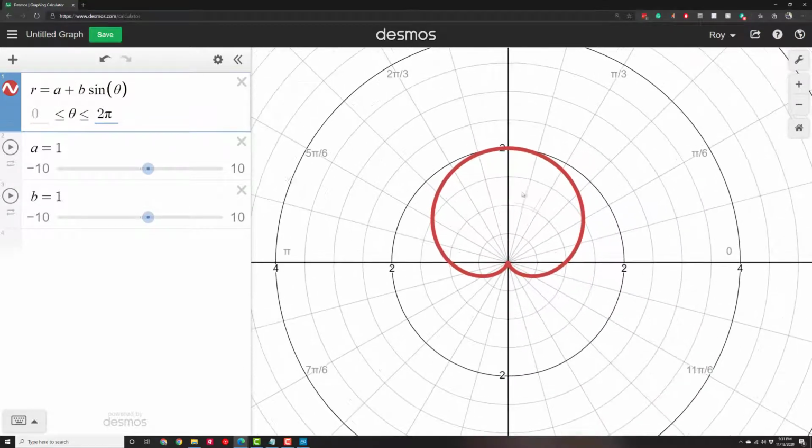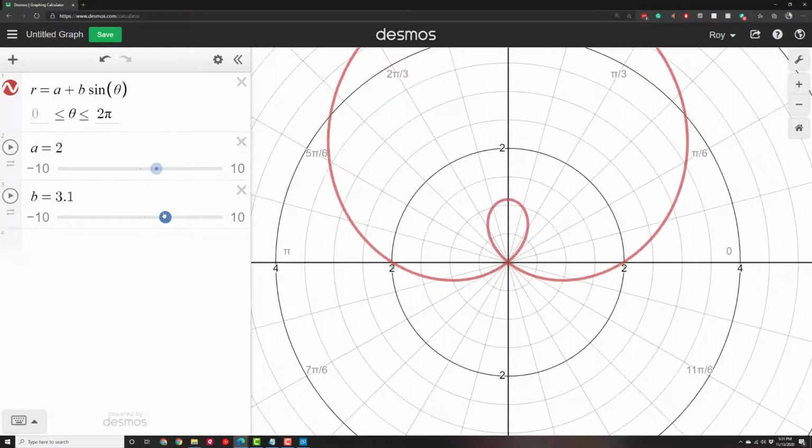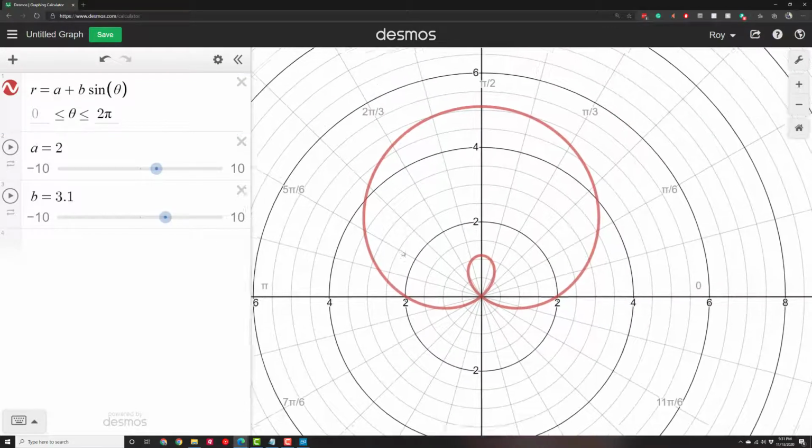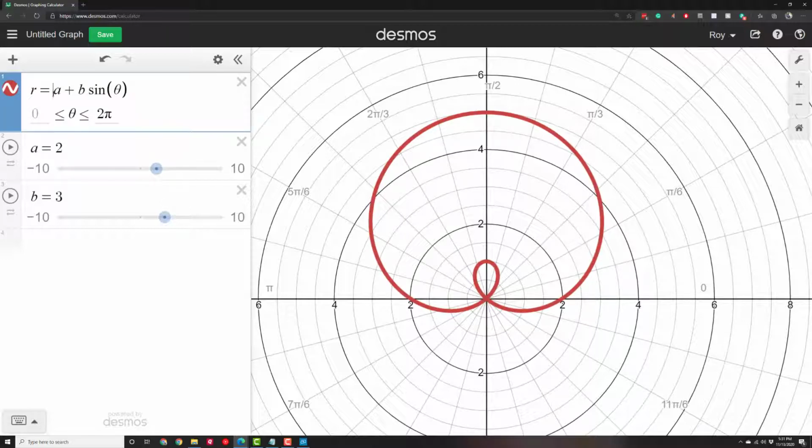Let me zoom in there. And I'll go ahead and adjust A here, and I'll adjust B. Let's get some interesting curves here. So here we have that B is greater than A. So we have a limaçon with an inner loop. Now, the investigation we're going to do is about the effect of the sign of A, the S-I-G-N sign.